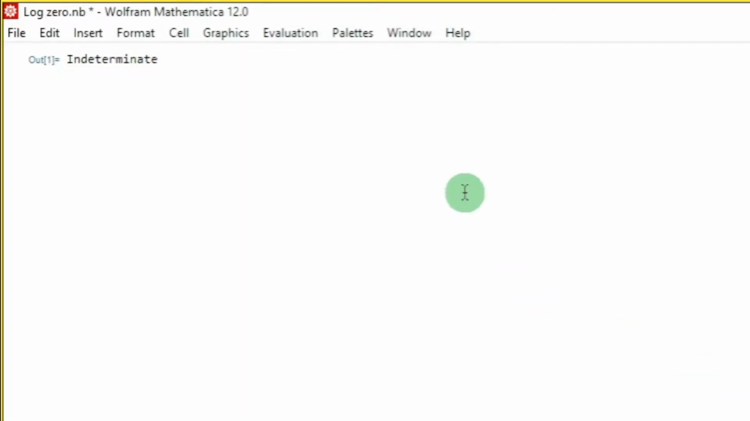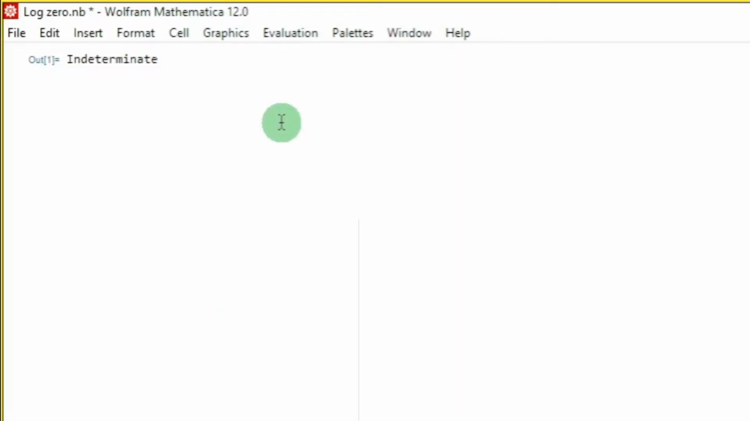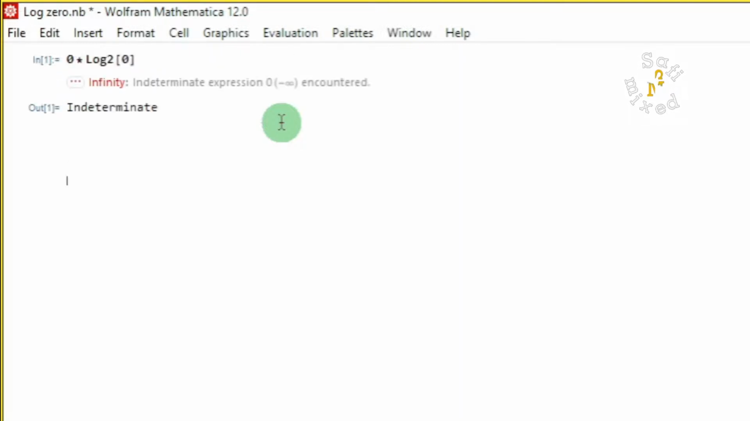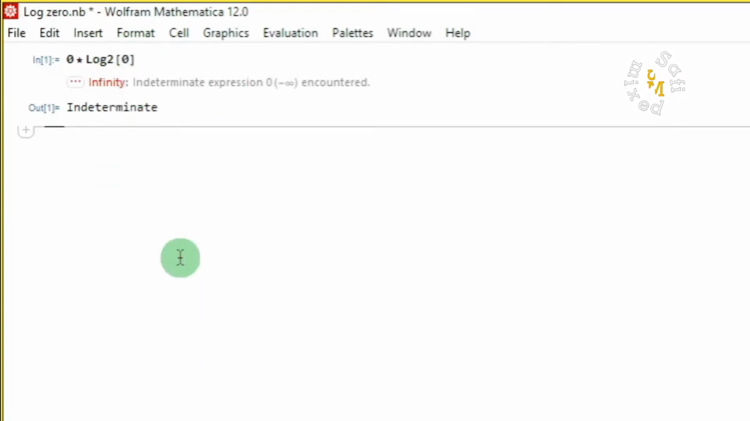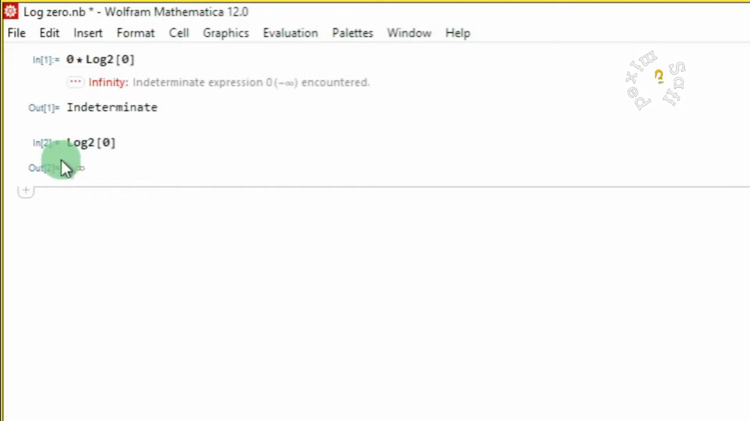In this video, I will tell you about the solution of an indeterminate result in the output of Mathematica like the one you see over here. In particular, if you are doing your calculation for a problem related to quantum information theory or quantum computation, this result may arise because of the product of 0 with log to the base 2 of 0, like over here. This happens because log to the base 2 of 0 by default in Mathematica equals minus infinity. We can check this over here, and minus infinity multiplied with 0 gives an indeterminate result.